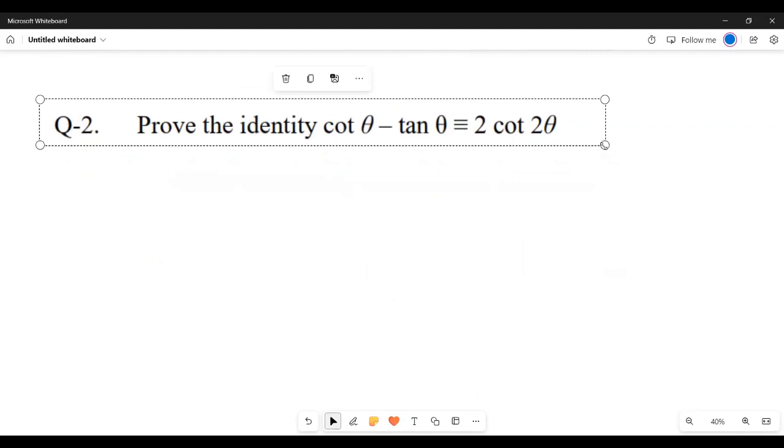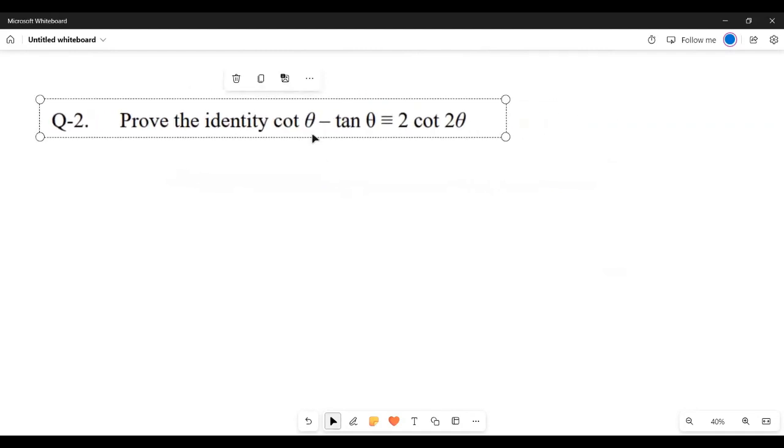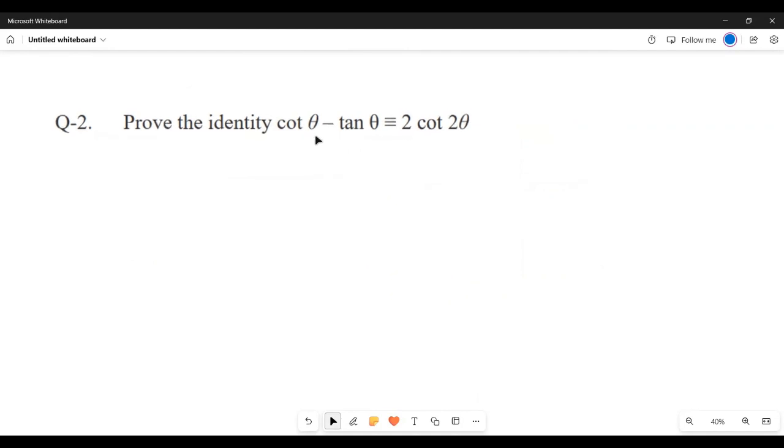Okay. Prove the identity cot theta minus tan theta equals 2 cot 2 theta. Okay. Do we know what, sorry, this was 2 cot 2 theta.